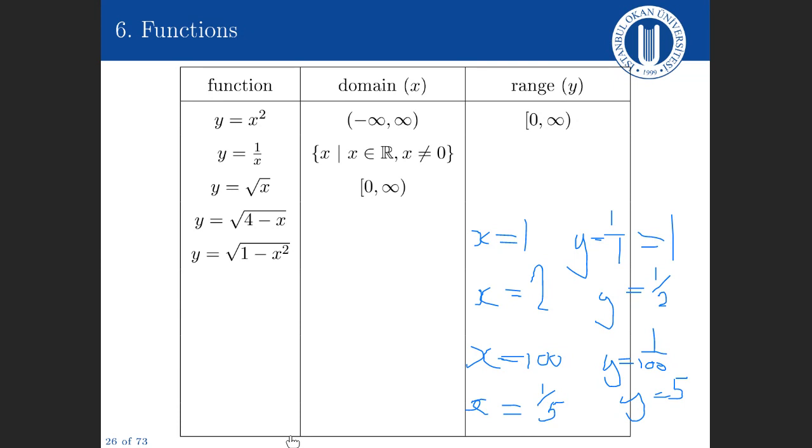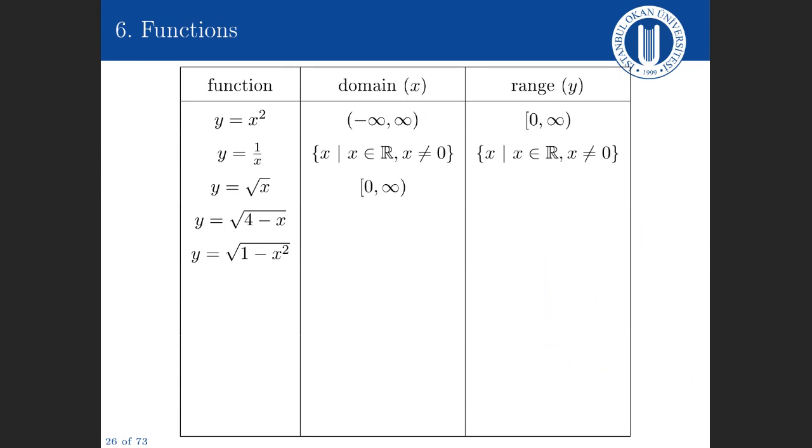We could do the same thing for negative numbers. If x is, let's say, minus 7, then y is minus 1 divided by 7. So minus 1 divided by 7 is in the range, and so on. Every number apart from 0 is in the range. Perhaps I should have written y here. Every number y in the real numbers except y is 0.